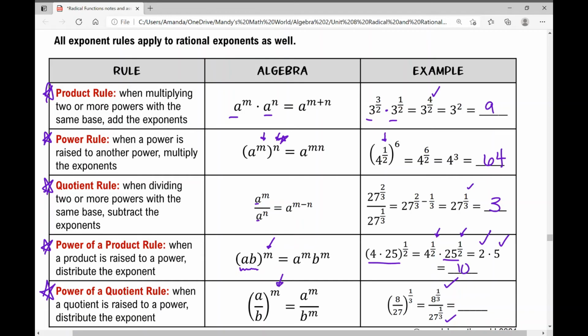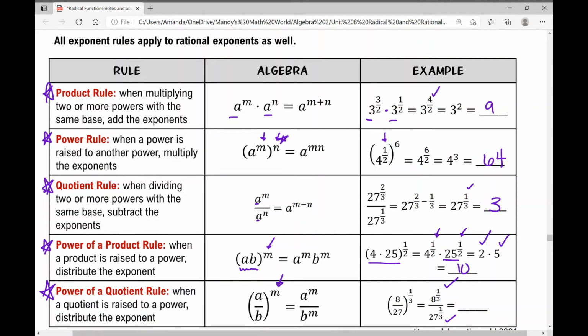Another piece of advice I can give you is to just interchange the way you think between radicals and rational exponents. When I see anything raised to the power of 1/2, I know it's the same thing as finding the square root of it.